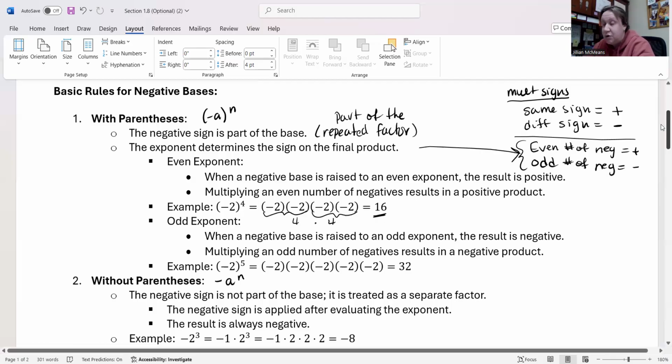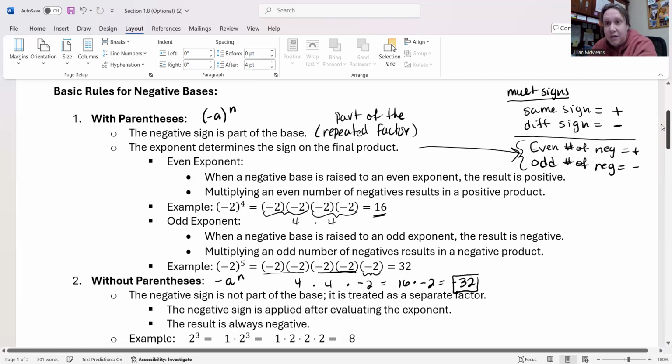So we have -2 in parentheses, so the negative is part of the repeated factor. We have that raised to the 5th power, 5 being odd. So you can see these two pairs, this pair of 2's, they come together. -2 times -2 is positive 4. This pair of 2's come together to become positive 4. But then you have this guy by himself. He has nothing to pair up with, so he's going to stay negative. So this ends up being 4 times 4, which is 16, times -2, which gives us -32.